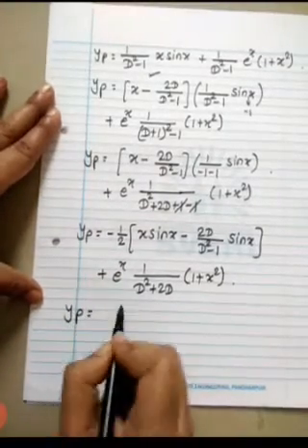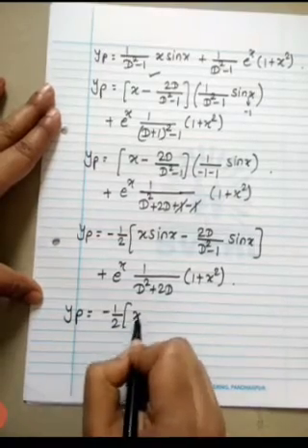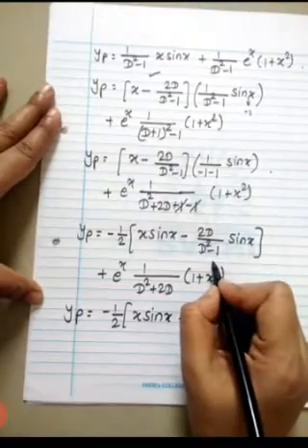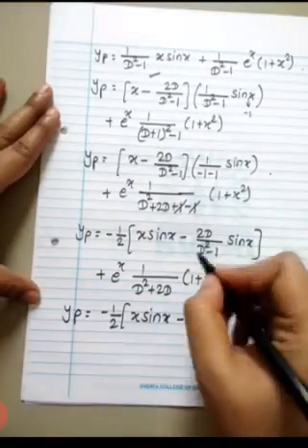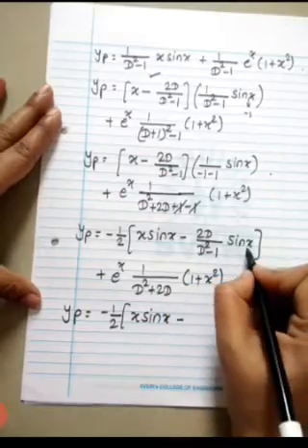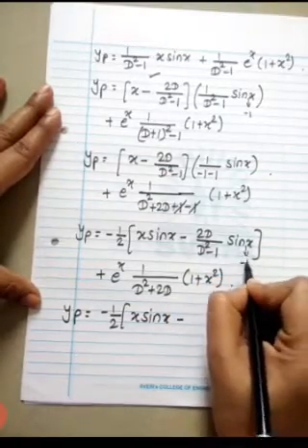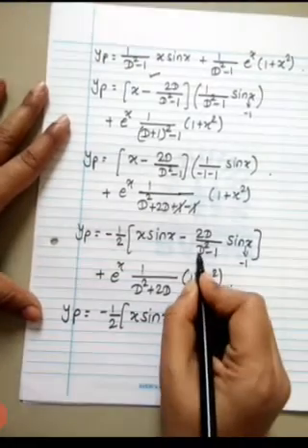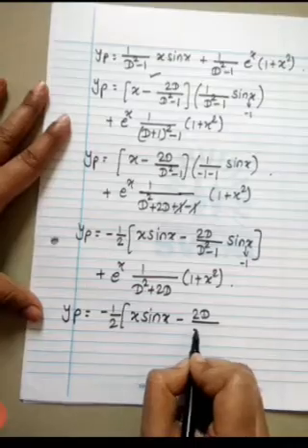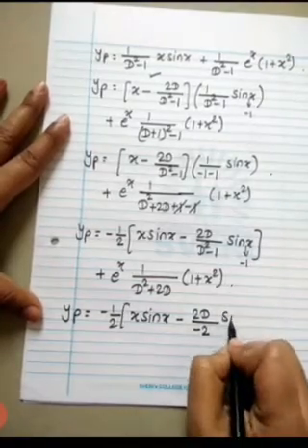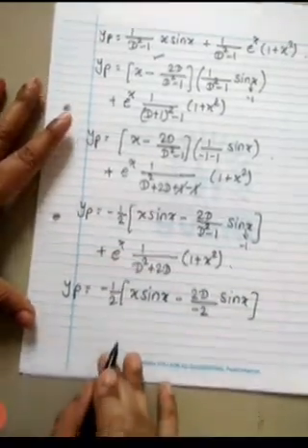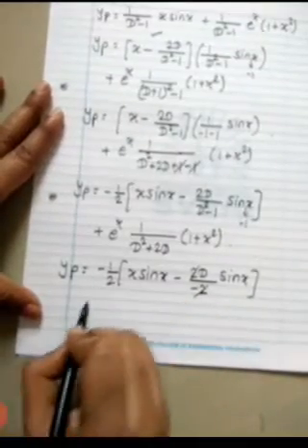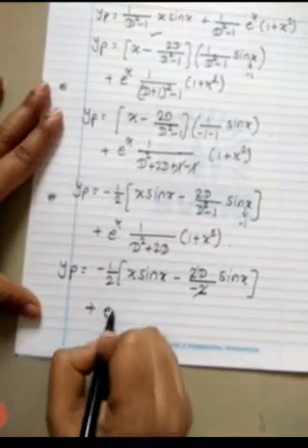Therefore, yp is minus 1 upon 2 x sin x plus sin x. Okay, here d square, again sine case, d square will be replaced by minus 1. So it is minus 2d upon minus 1 minus 1, minus 2 sin x. Here 2 gets cancelled, and in the next step minus minus will be plus, plus e raised to x.